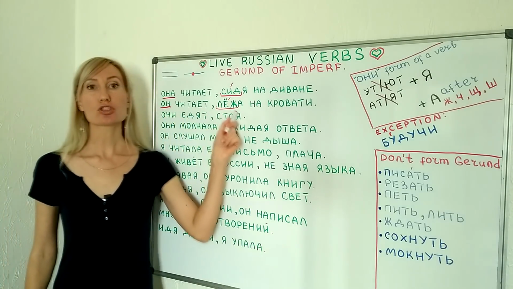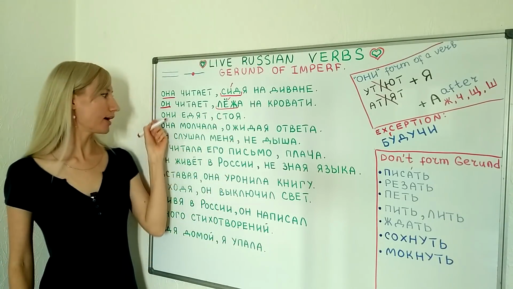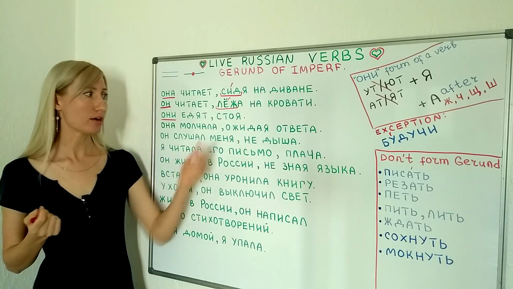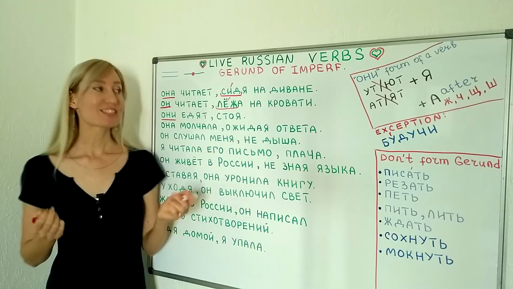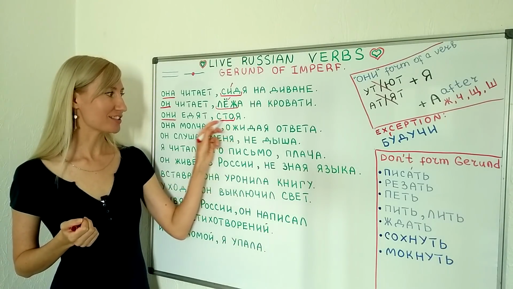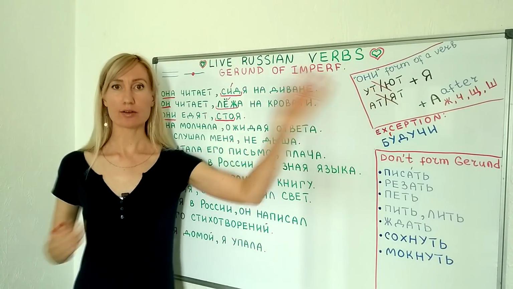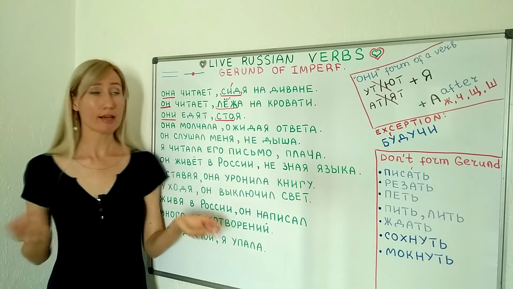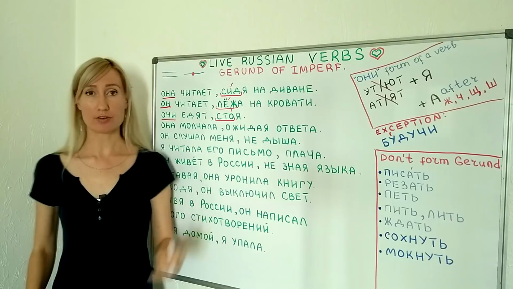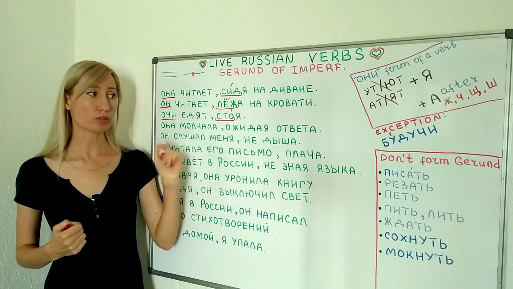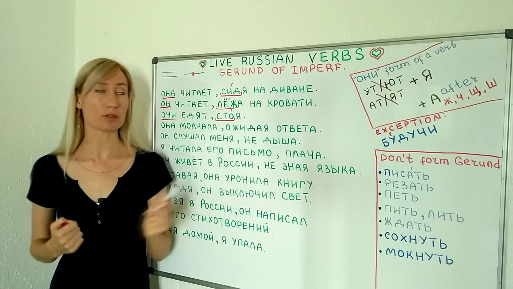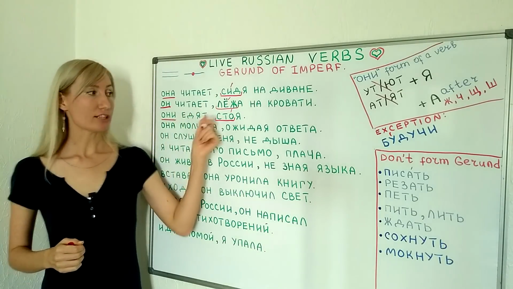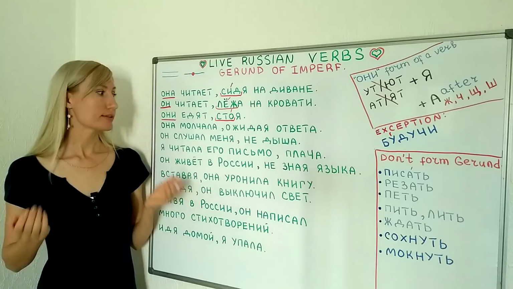Let's look at one more example. Они едят стоя. Они едят. Они is our subject. Едят means that they are eating while doing what? Стоя. Стоять is to stand. Они стоят. We remove ят, we are left with сто, we simply add я, стоя, the stress is here. Sometimes stress will change, it's not always on the first syllable. It might seem so, but there is no pattern. So, они едят стоя. They are eating while standing.